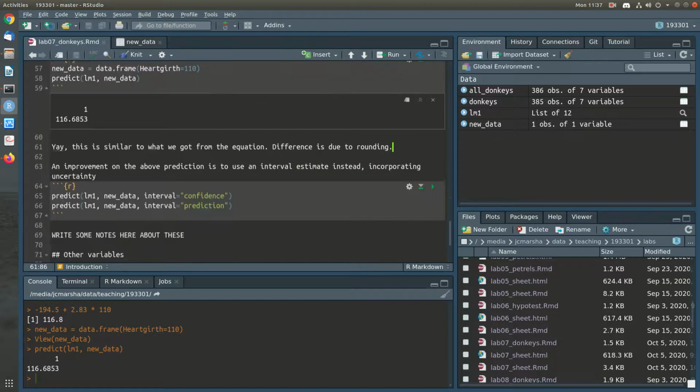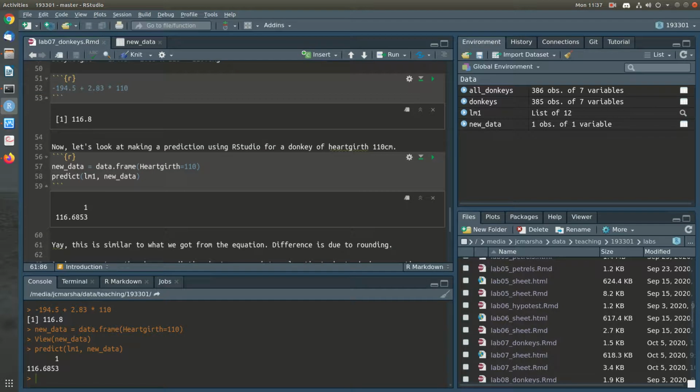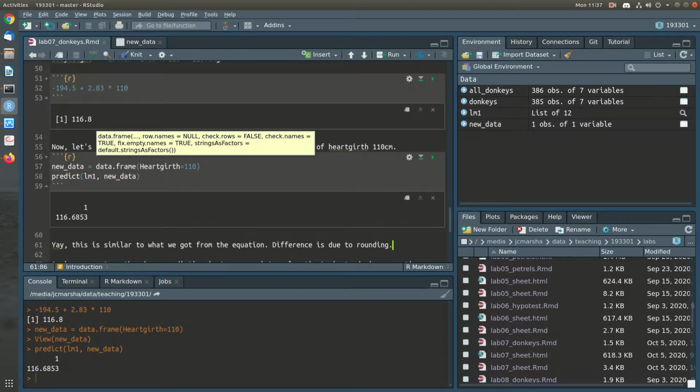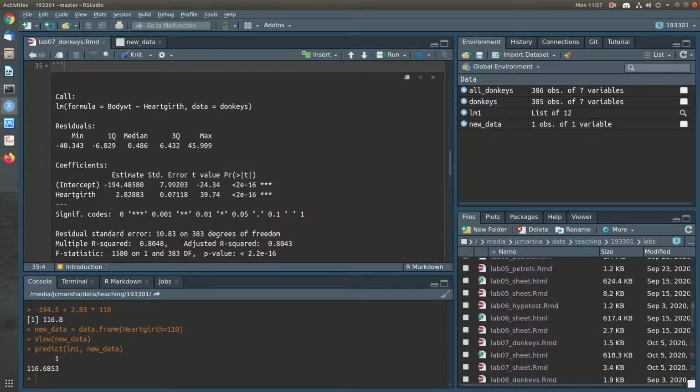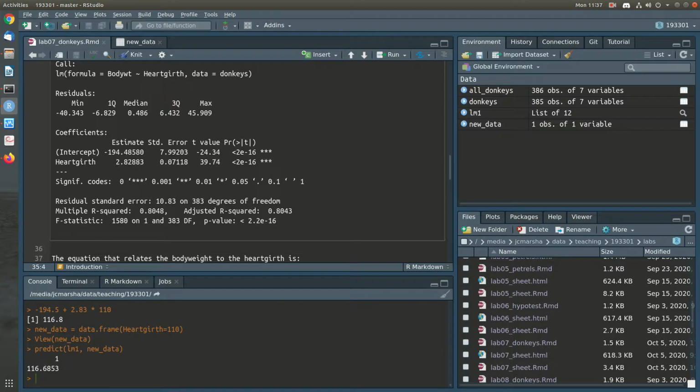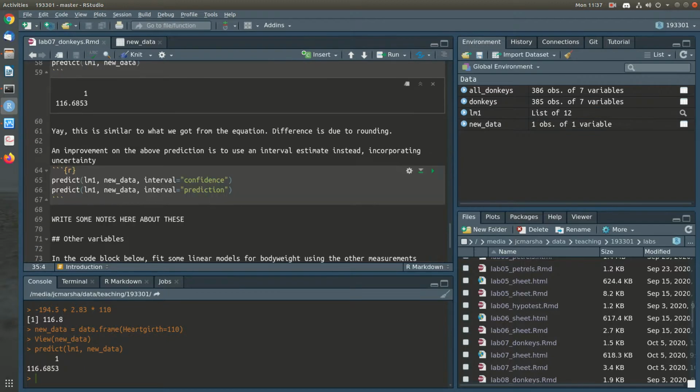Now the problem with this prediction is that it assumes that the equation, that these numbers here, are exactly correct. But we know they're not, right? It's from a sample. They have some error associated with them, which is this next column here. So really what we want to do when we do our prediction is incorporate the potential error in these estimates. And that's what this next code block does.